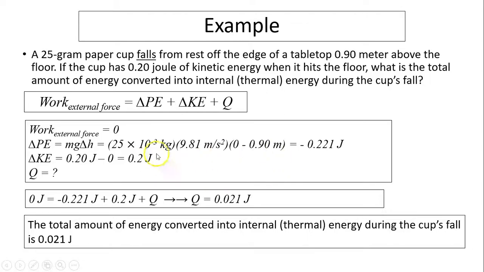So this is energy conversion. Basically, initially you have positive 0.221 joules. And at the end, you only have 0.2 joules of mechanical energy. Where did the rest go? The rest, 0.021 joules, is converted into heat.